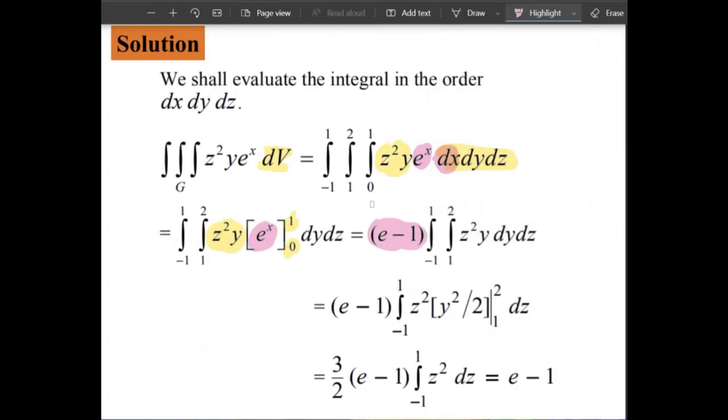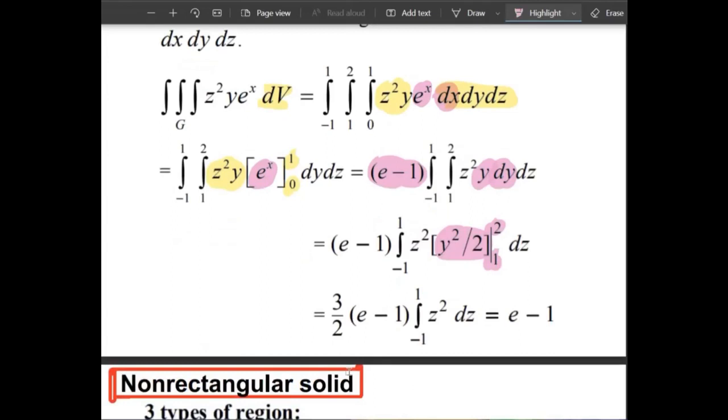Next, class, we have to integrate with respect to y. We check, we have y here. So what we get? y squared over 2. And then we substitute the values 1 to 2. Then we will get 3 over 2 times (e minus 1). And then lastly, we have to integrate with respect to z.